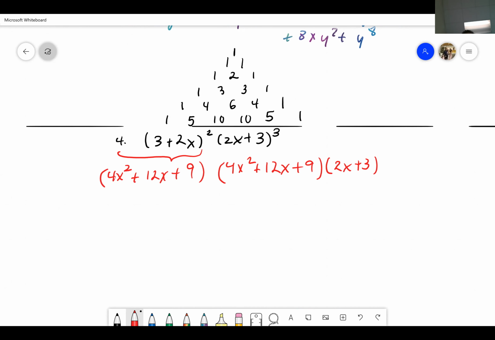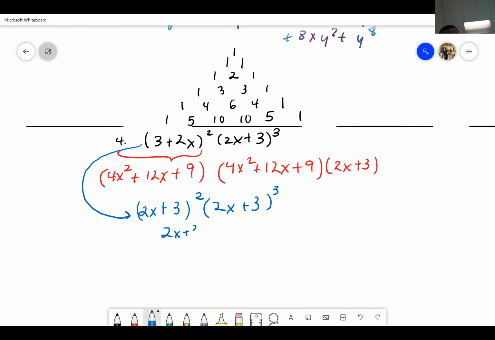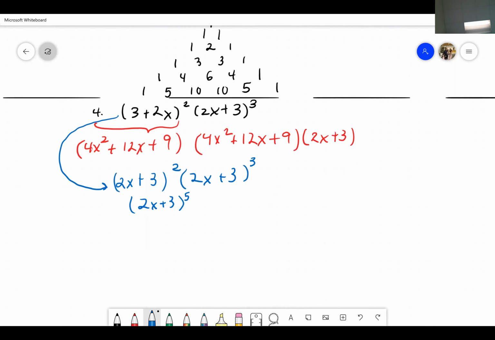Wait, I just saw something. (2x plus 3) to the second times (2x plus 3) to the third. That's (2x plus 3) to the fifth. And I think I can do this. It's not that bad at all now, because now I saw that it's the same thing. So now we can use the binomial theorem. I won't try to shortcut anything. I'm just going to do this mechanically.